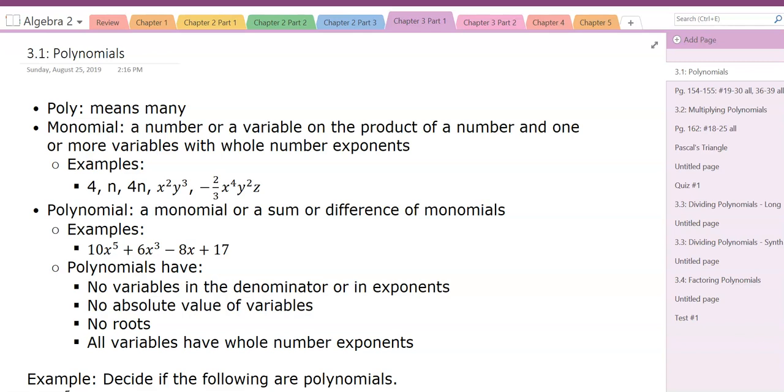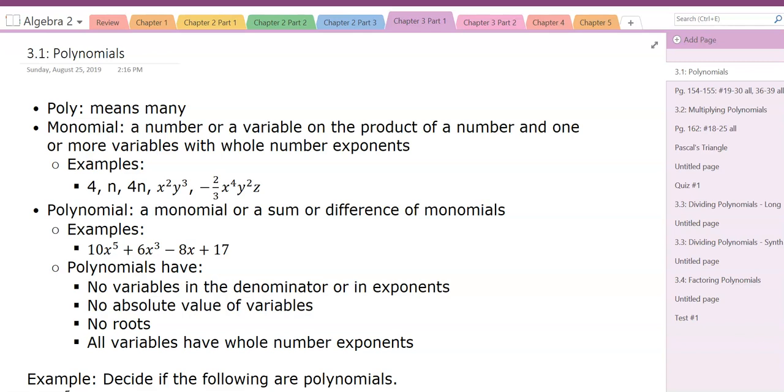So we're going to first just jump in and talk about polynomials and what they are, what makes something a polynomial versus not a polynomial. So the prefix poly means many. Okay, so we're talking about many terms here. So there's going to be a lot of little pieces that are all put together with plus signs or minus signs in the middle of them.